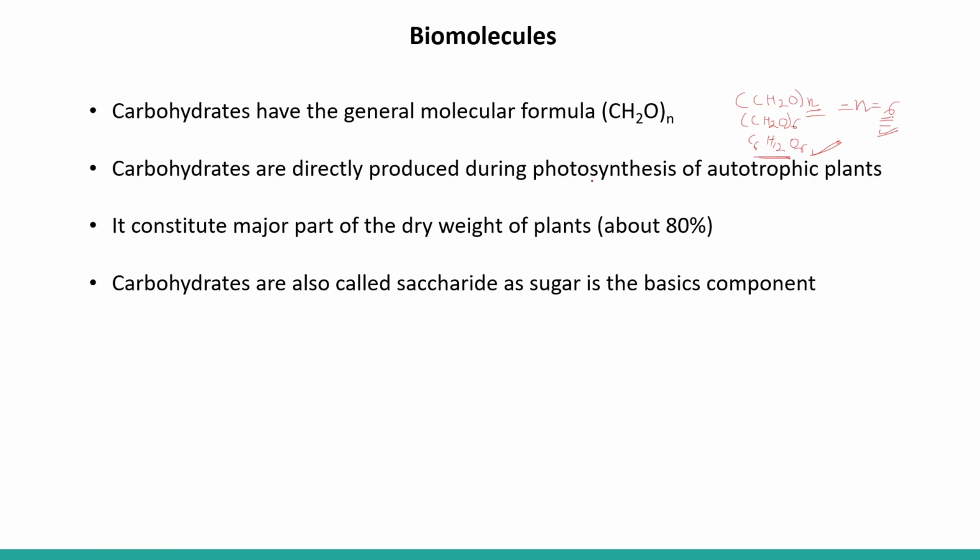Carbohydrates are directly produced during the process of photosynthesis. This process is done by all the autotrophic plants, the green plants. It constitutes a major part of the dry weight of plants, about 80%, as cellulose. Cellulose is a type of carbohydrate polymer, and it constitutes about 80% of the dry weight of a plant. Carbohydrates are also called saccharides, as sugar is the basic component.